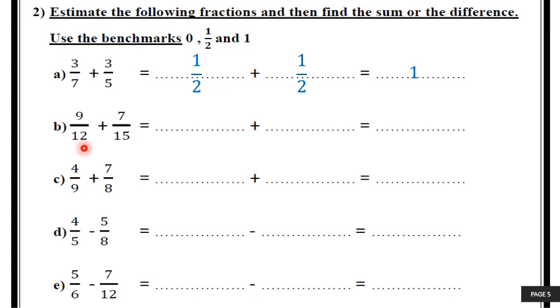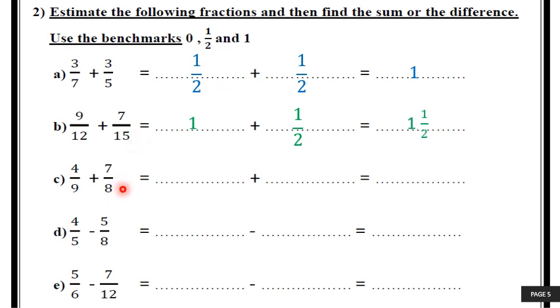9/12 plus 7/15. 9/12 is close to 1, because the half of 12 is 6, and this is so far. So 9 is close to 12/12. So this is close to 1. Here, 7/15, it is close to half. So the answer is 1 plus half equals 1.5.